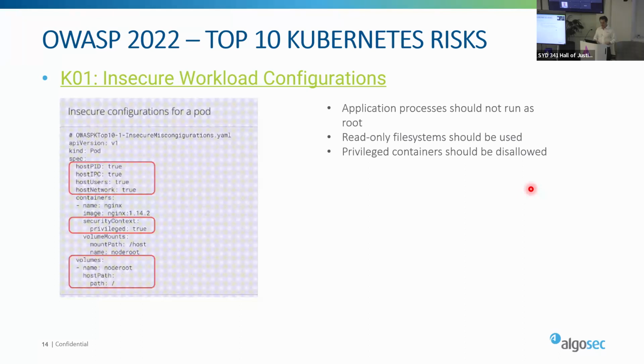As you can see here, the application process should not run as root, and you always need to have read-only as a measure for your file system. You preferably don't want to allow an image to share the host PID, the CPU, or the network. Because if something bad happens, at least it is contained at the pod level, and you can avoid the spread, or the breach.